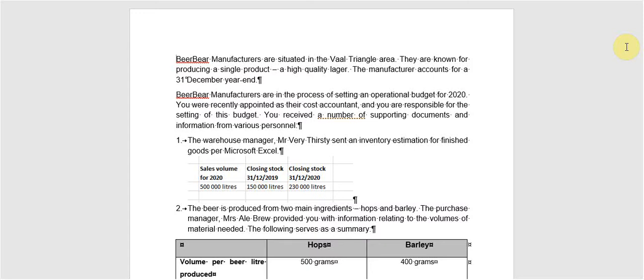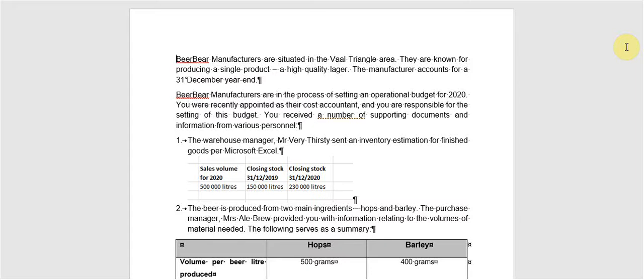The question reads that Beerbear, this is very difficult to pronounce apparently, Beerbear manufacturers are situated in the Vaal Triangle area. They are known for producing a single product which is a high quality lager. The manufacturer accounts for a 31st December year end. Beerbear manufacturers are in the process of setting their operational budget for 2020, and you were recently appointed as their cost accountant. It is your responsibility to set this budget.